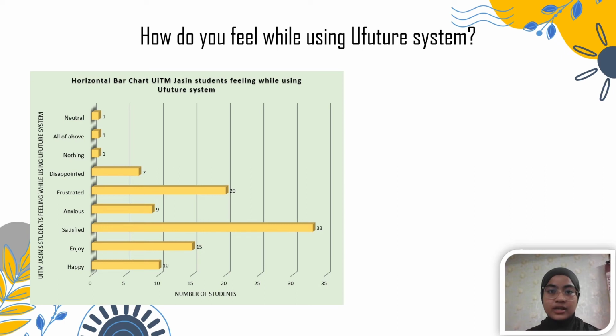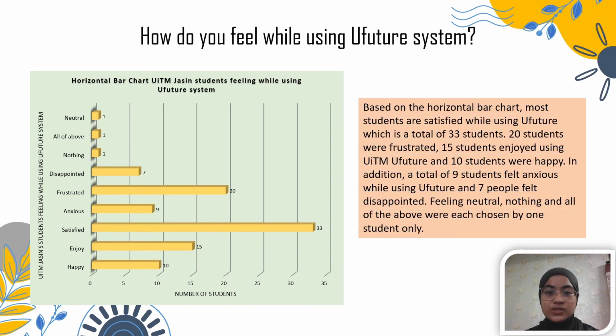Finding number 9. How do you feel while using the UiFuture system? The respondent data obtained in the survey was a total of 65 respondents, but the number recorded in the data was more than that, a total of 97 responses. This is because a student can choose more than one option.